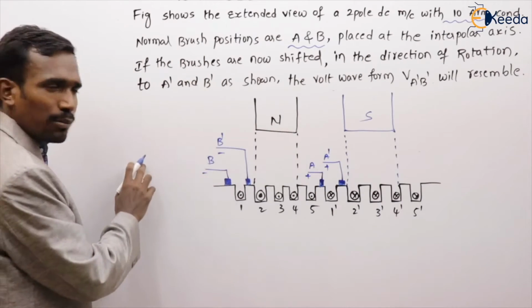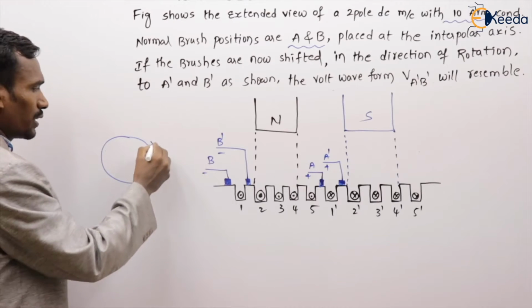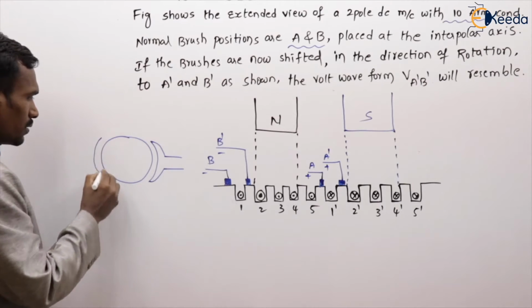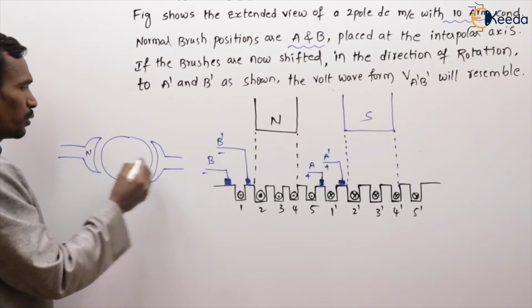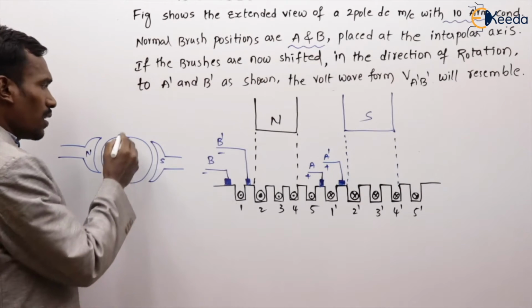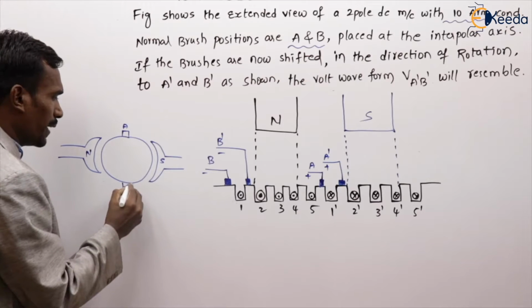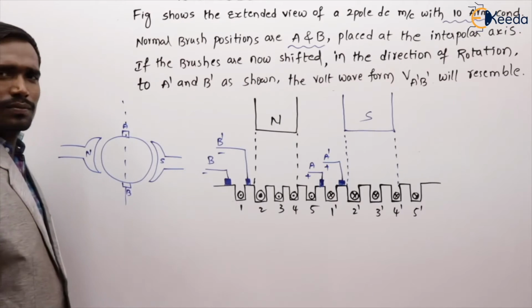So let's see. I am drawing here. For example, this is our DC machine, with the north pole and south pole, and here the brush positions A and B at the interpolar axis.